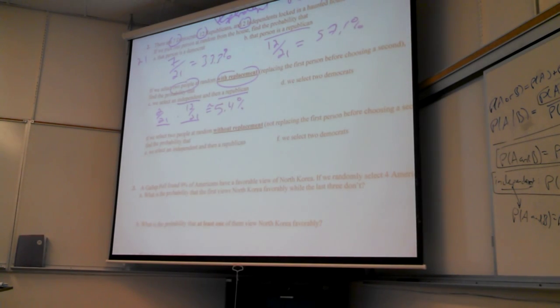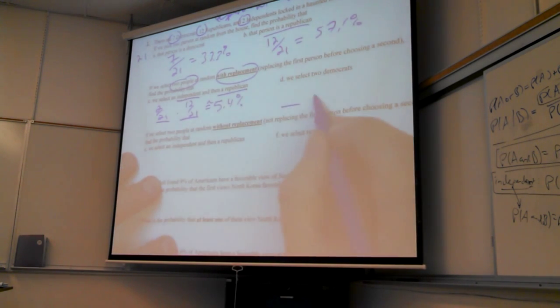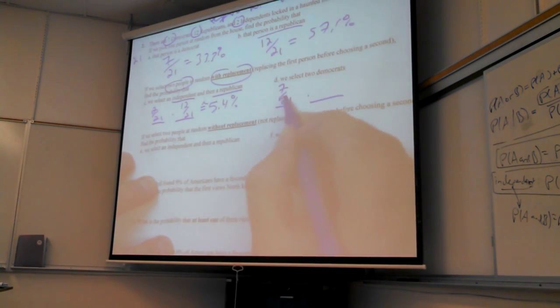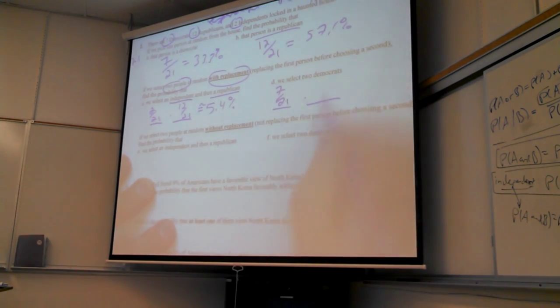Okay. We select 2 Democrats. So what's the probability the first one is a Democrat? 7 out of 21. Put that person back in the house. The next one is a Democrat. 7 out of 21. So that's 0.1111. I got to show off my one skill in this world. So 11.1 repeating percent.